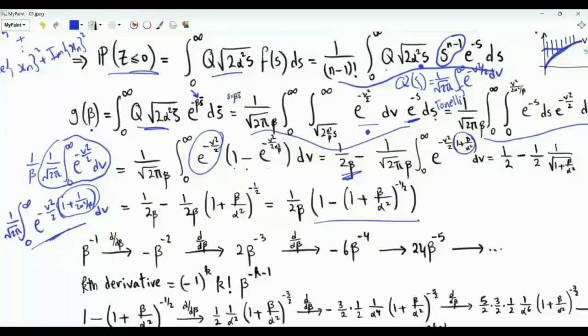Now, how can we obtain our desired integral using g of beta? Well, if we differentiate once with respect to beta, then the variable of integration will come here, and we will get minus s bar e to the minus beta s bar.